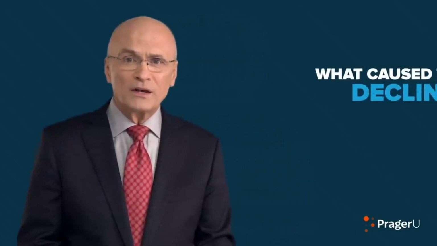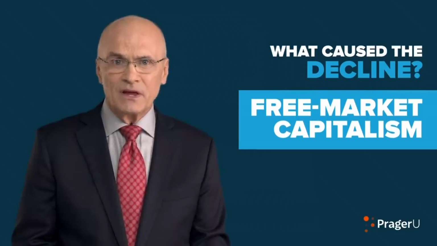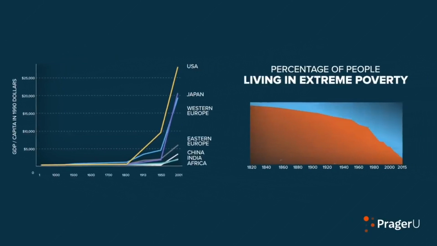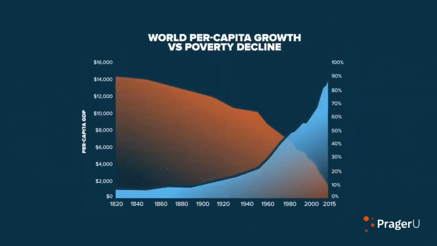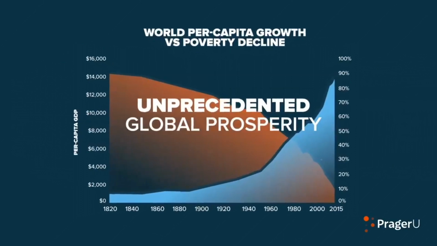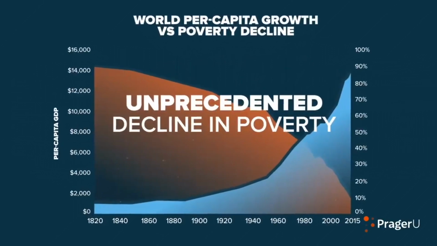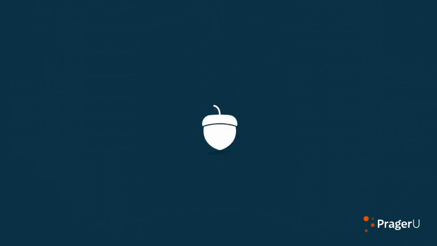Now, it's still too many, but if we're going to reduce the number even more, we need to understand what caused the decline. Free market capitalism. If we combine the Angus Maddison hockey stick chart and the World Bank data on extreme poverty, what we get is something quite amazing. Unprecedented global prosperity and an unprecedented decline in poverty across the globe over the past 200 years. That's capitalism in a nutshell.